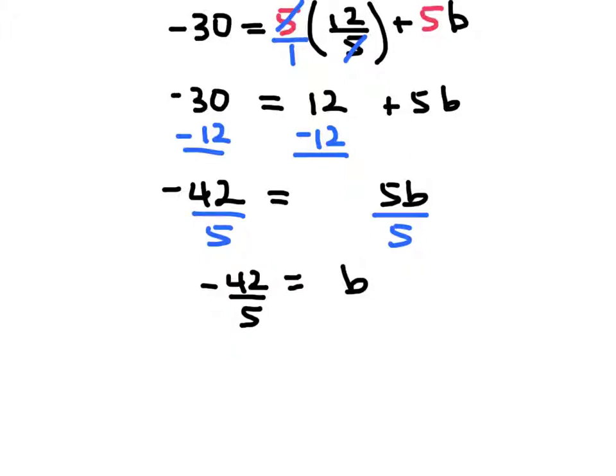If you care to, you could turn it into a mixed number, but we remember that the problem was asking for the equation of the line. I might turn -42 over 5 into a mixed number if I was forced to graph the equation. That could be an issue. So let's finish off the problem. Remember the equation of the line: we go back to y equals mx plus b.